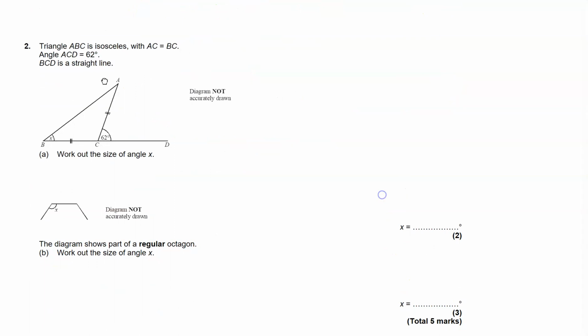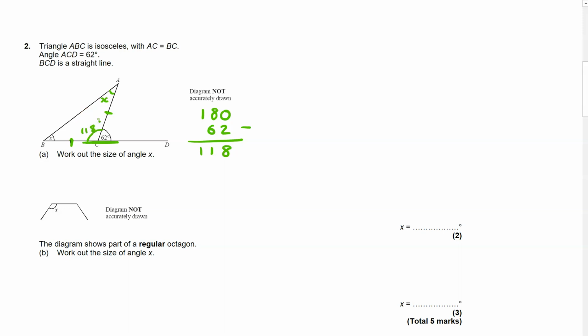Question 2. The triangle ABC is isosceles. Yeah, we know that because we've got this symbol here, with AC equal to BC. Angle ACD is 62, and BCD is a straight line. Work out the angle X. Well, if ABC is isosceles, this is also going to be the same as X. And this is going to be whatever needs to be added to 62 to make 180. So we should do 180 minus 62. So 118. So this angle here is 118.